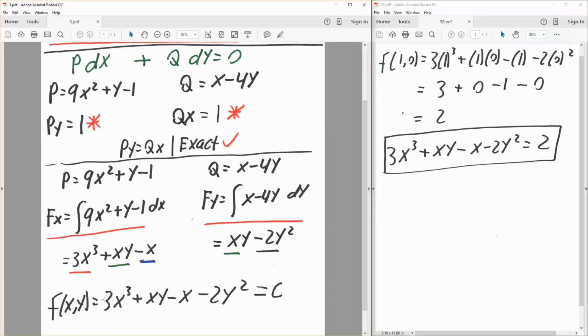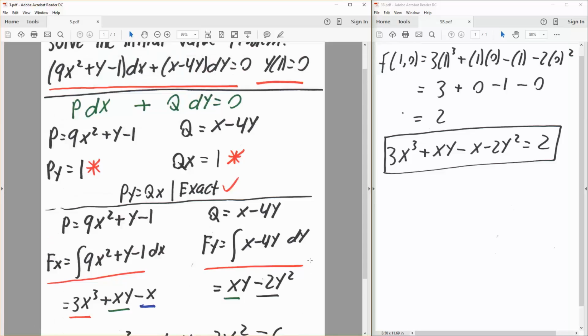And so what we're going to have here is f(x, y) is equal to, we take the unique terms, so 3x cubed plus x times y. And if you notice, we have x times y here, but we also have x times y here. We only write it once. Minus x minus 2y squared is equal to c. And this is what we have.